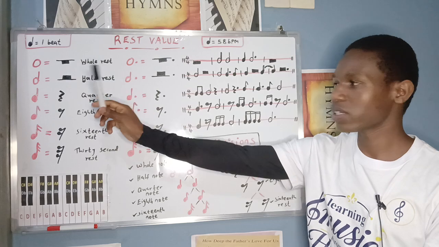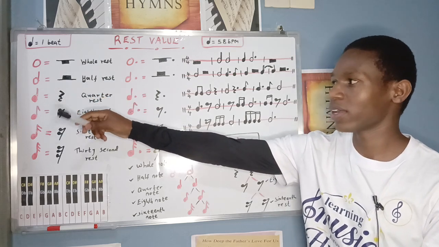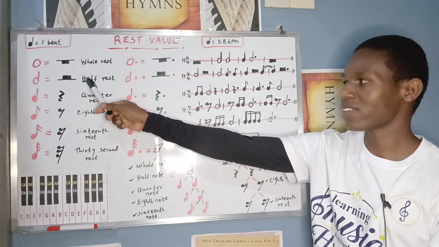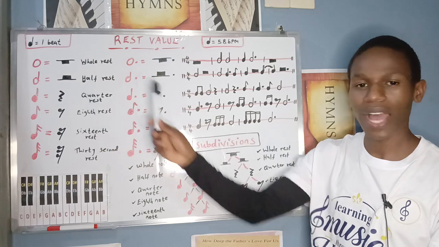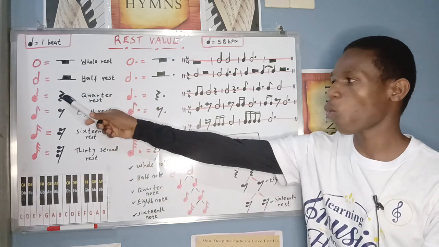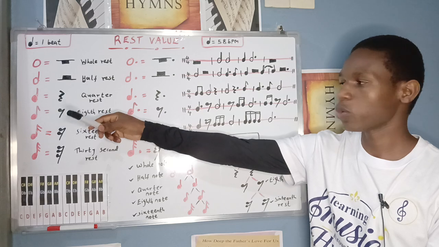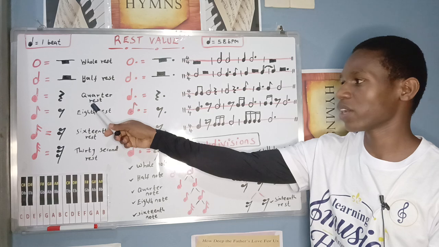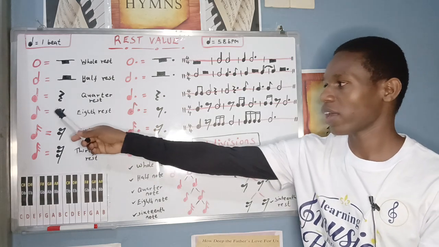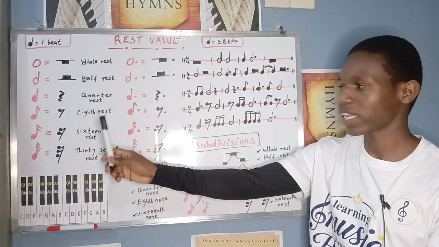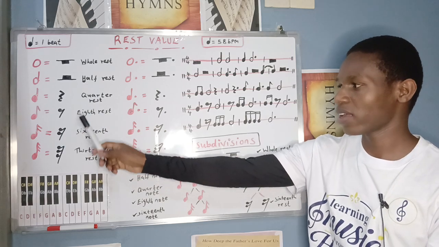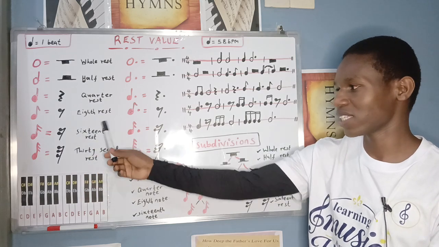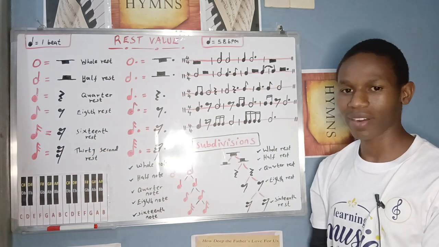If I ask you how many beats a half note has, you will tell me it has 2 beats, and the same thing with a half rest. If I ask you how many beats a quarter note has, you will tell me it has 1 beat in every bar, and the same thing with a quarter rest. An eighth rest has half a beat in a bar, a 16th rest has a quarter beat, and also the 32nd rest, the same thing.